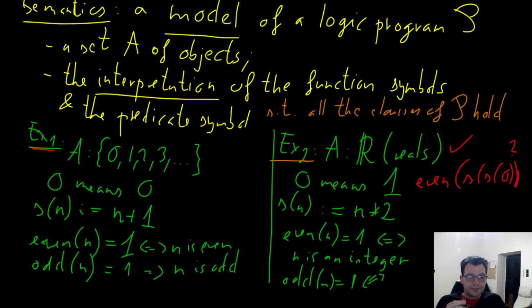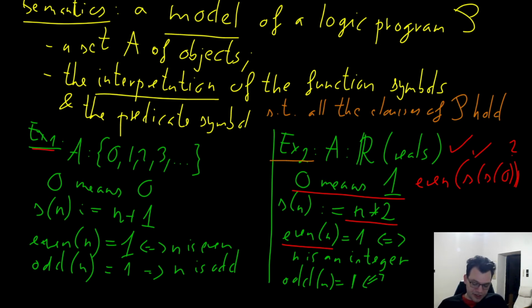Now in the second one, what does this question mean? Here 0 denotes 1. s of 1 is 2, and s of 2 is 4, because here we are just multiplying the argument by 2. So s of s of 0 is 4 at this point, and the question is whether 4 is an integer. Yes, 4 is an integer. So far so good. So both queries evaluate to the same thing.